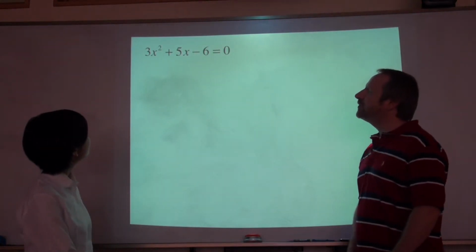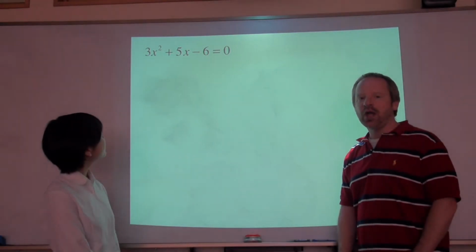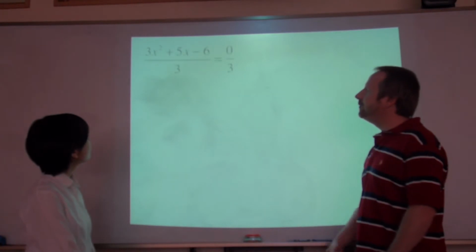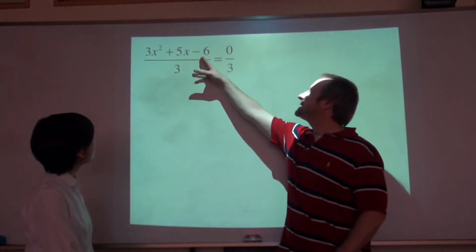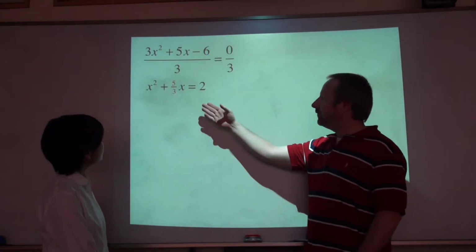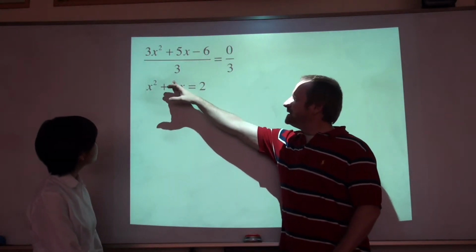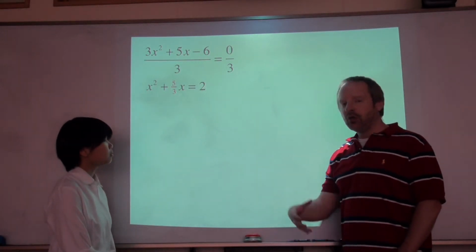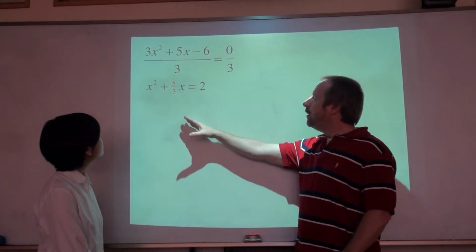And this is going to be more difficult because we're going to have fractions. Okay? What are we going to divide everything by? 3. Okay? And at the same time, we're going to move our minus 6 to the other side. And so we end up with this. Now, again, in this case, our number in front of x is a fraction. But don't worry, it's the same thing.